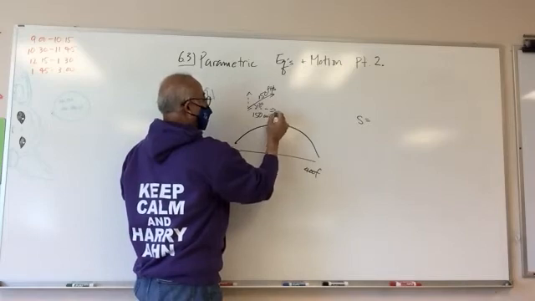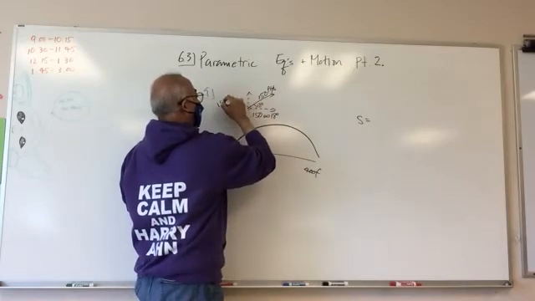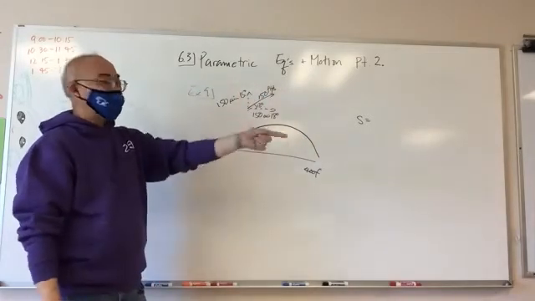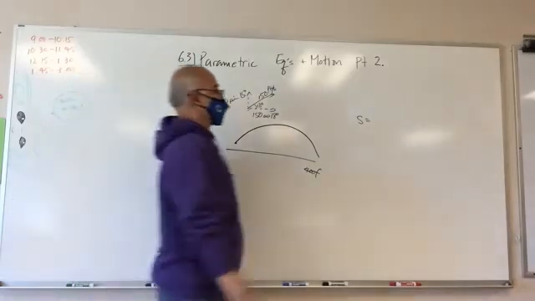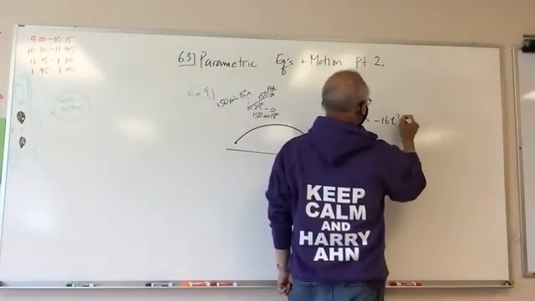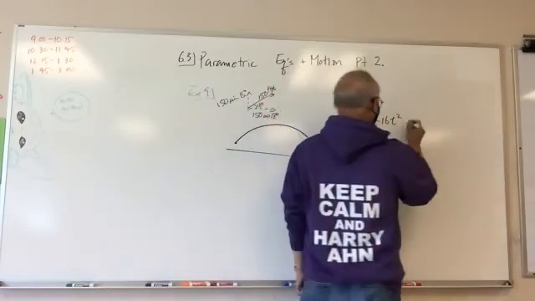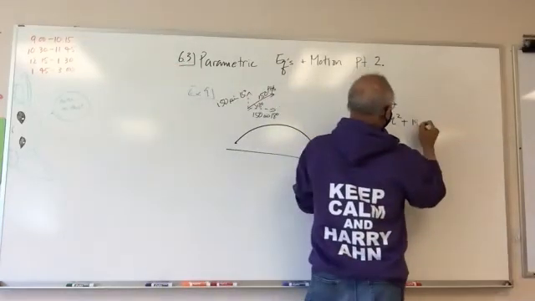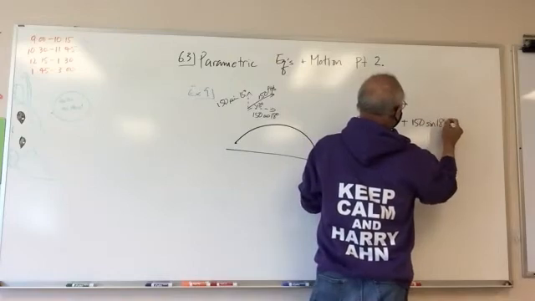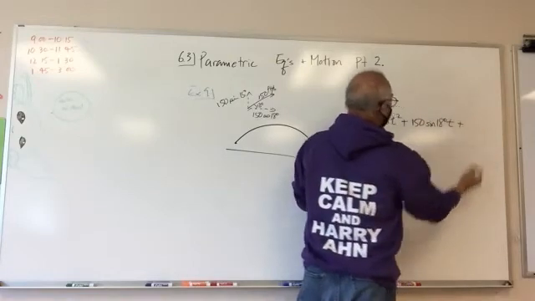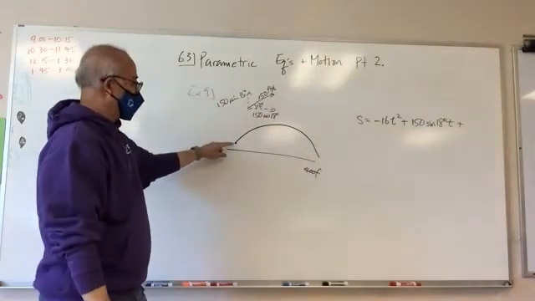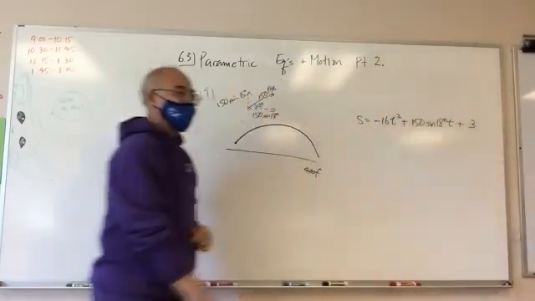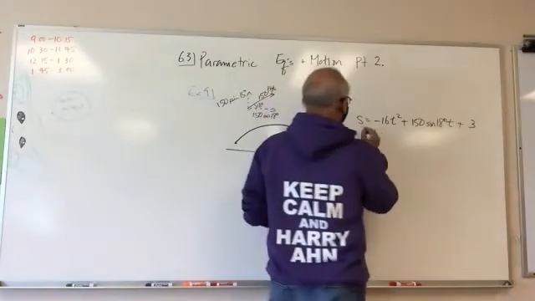Cosine 18 degrees. This is going to be sine 15 degrees. So in the y direction, we're still going to use that same equation we just used. Negative 16t squared, not 16.1, 16, plus the initial velocity in the y direction, t, plus the initial height was 3 feet, because it was 3 feet above. So this is in the y direction.